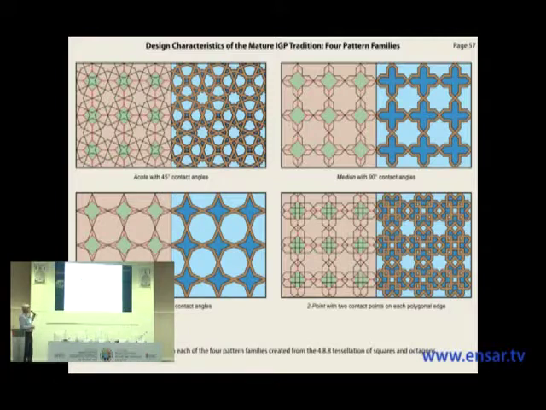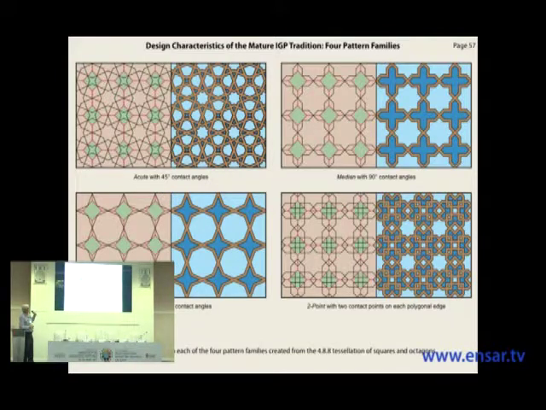And then there's another family of pattern that's common throughout the Islamic world, where you have these crossing elements, but the way they relate to the underlying generative tessellation, in this case made up of octagons and squares, is through 2 points on each edge instead of one single point on each edge.